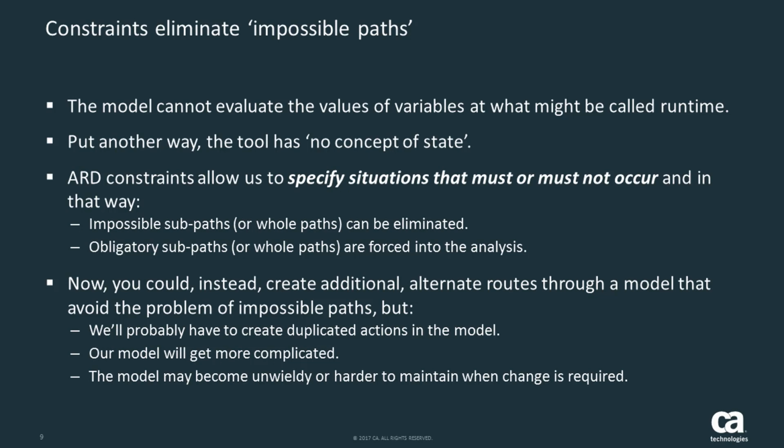So you could instead, in principle, create a more sophisticated model to deal with these situations and actually have alternate routes. But what you'd end up with is duplicated actions in the model, and the model will certainly get more complicated and cumbersome. It would be harder to maintain if you need to change in the future. So by and large, that's not a good practice, and we wouldn't recommend that. So we use constraints to eliminate these impossible paths.